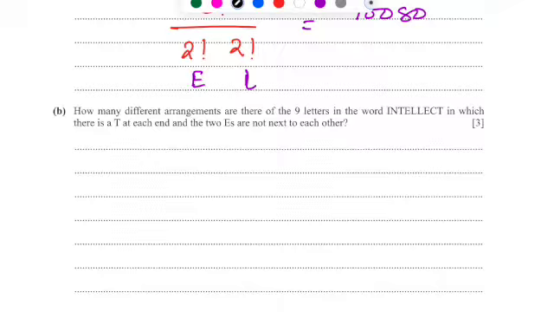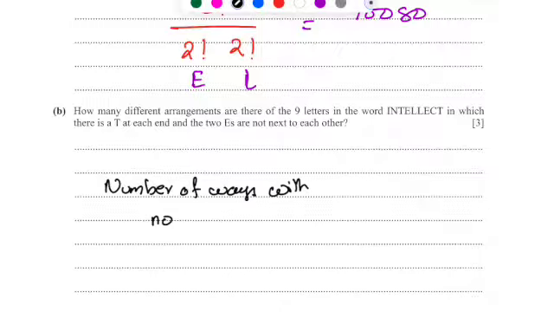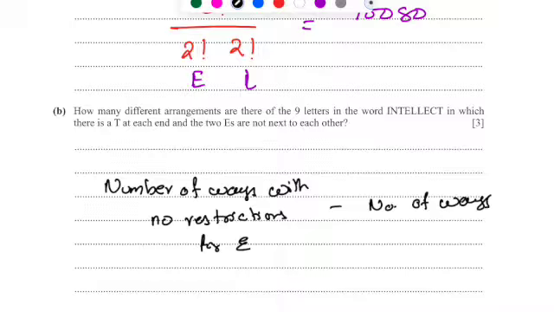How many different arrangements are there of the 9 letters in the word intellect in which there is a T at each end and the 2 E's are not next to each other? So what am I going to do? E's are not next to each other. So the simple method is I'm going to do the number of ways with no restrictions for E, minus the number of ways with E's together, which will become E's not together.